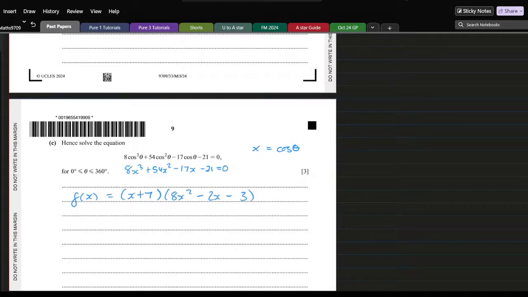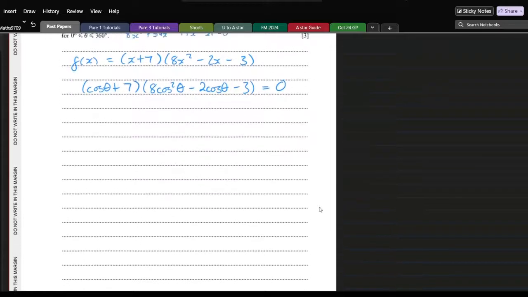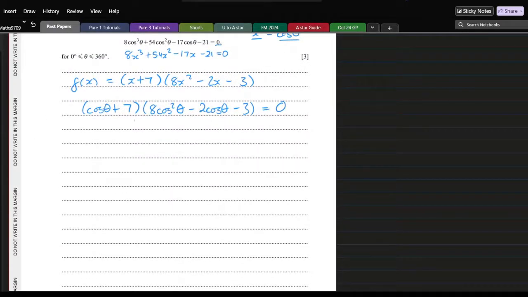And we've shown here that the only change that they've made is they've replaced x with cos theta. So it means we can write the equation that we've been given there as cos theta plus 7 multiplied by 8 cos squared theta minus 2 cos theta minus 3, and this is equal to 0. You're just replacing x with cos theta. And so instead of starting with this difficult polynomial in cos theta, we can just start with the factors for the equation here, and we can start working from here.